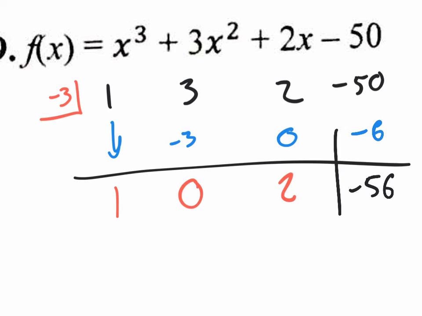What does this mean? That for my input negative 3, I get the output negative 56. Okay, this has nothing to do with factors. This is just saying plug in negative 3, and you could do it the old school way. Plug in negative 3, negative 3, negative 3, do all that math using PEMDAS. But it's a little faster to use synthetic substitution.